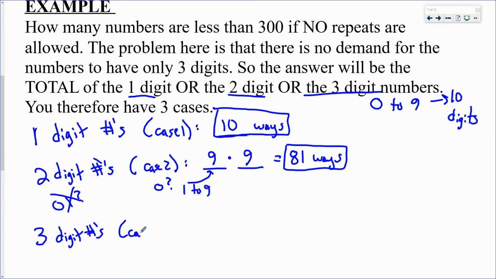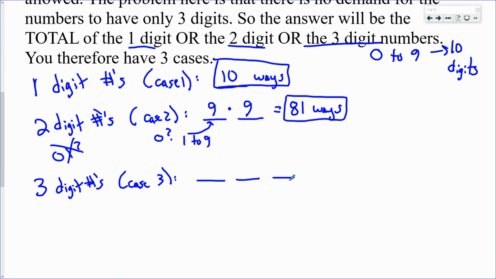This would be case 3. Well, here's my 3-digit number. It just says they have to be less than 300, so we need to think very carefully here. If it's less than 300, I clearly can't have a 4 here, or a 5, or a 6, or a 7. So I like to write underneath my little line: okay, what can I have?